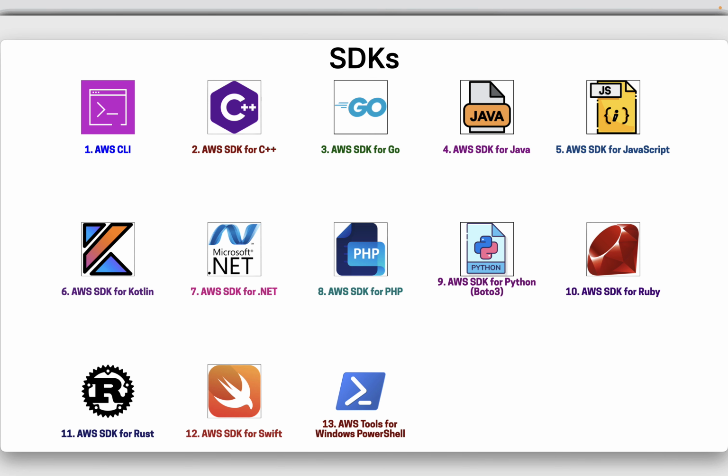So we have AWS CLI, which we have seen. So you can directly interact using the AWS CLI, command line interface. And then we have SDKs to basically automate all tasks related to AWS. So we have AWS SDK for C++, for Go, for Java, for JavaScript, for Kotlin, and for .NET, and for PHP. And for Python, we have the Boto3 library, and SDK for Ruby, and for Rust, Swift, and AWS Tools for Windows PowerShell. So basically in Windows PowerShell, you can install and you can directly work. So this is very similar to AWS CLI.